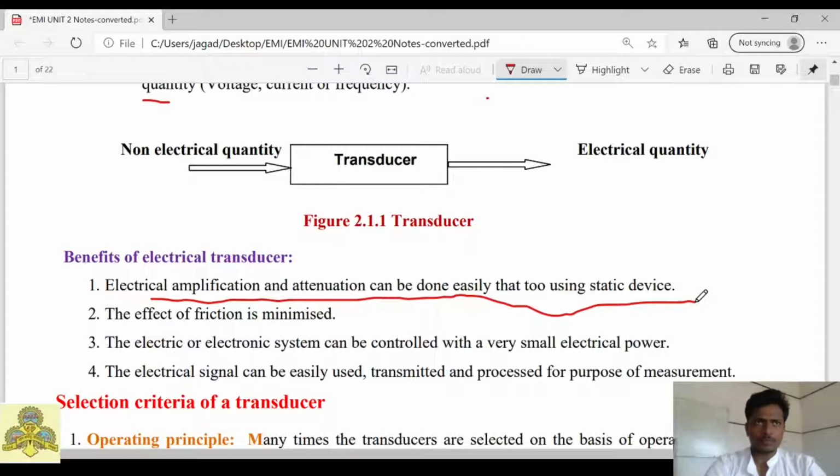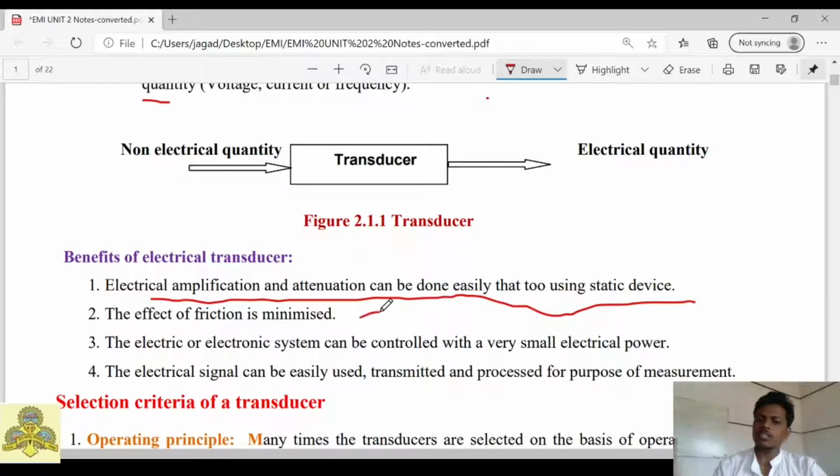Whenever we are measuring many small signals, then for processing we have to increase the strength. We can increase the strength because an electrical signal can be amplified. Amplified means the strength can be increased, or if there is a signal with more strength, we can decrease the strength, that is attenuation. That can be done with electrical signals. So that is the benefit of an electrical transducer.